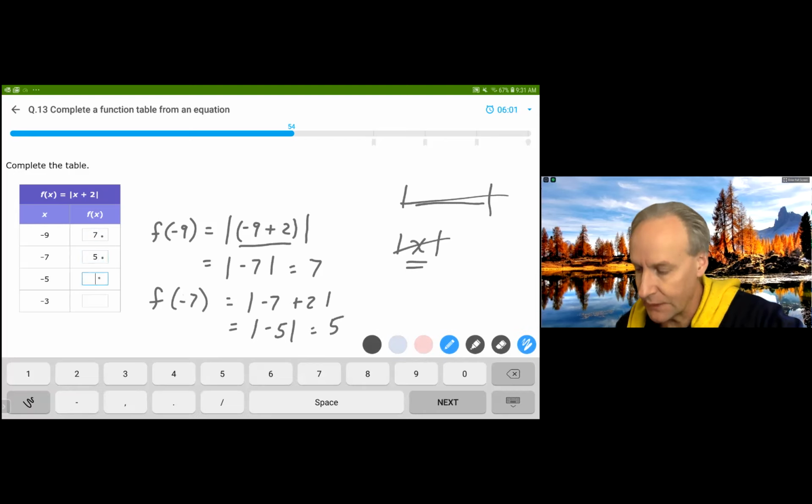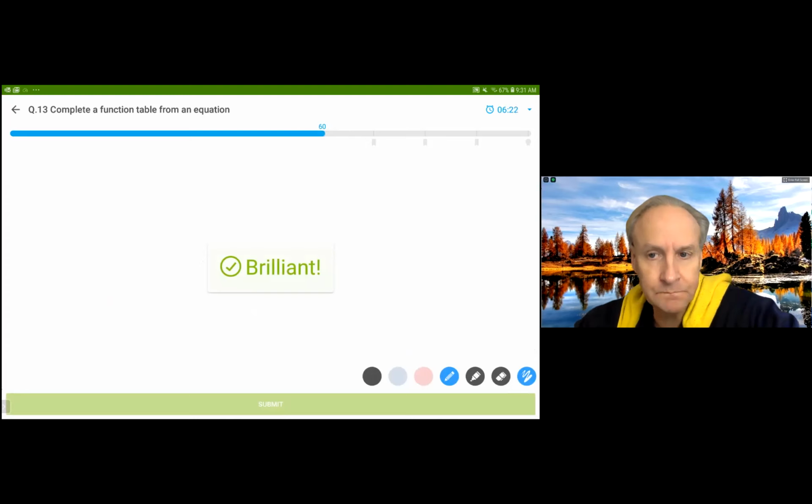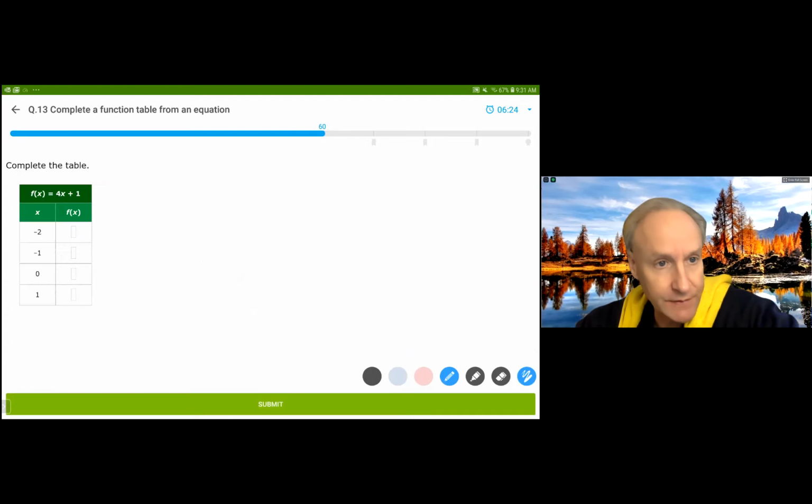And in this next one, I think you can see where this is going. It's going to be -5 plus 2, which is -3, and taking the absolute value gives us a 3. And the next one, -3 plus 2 is -1, and taking the absolute value gives us 1. And there is a pattern to these.